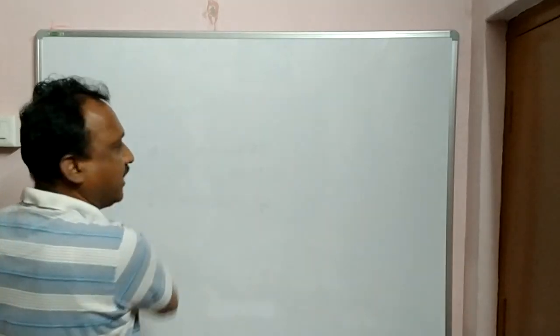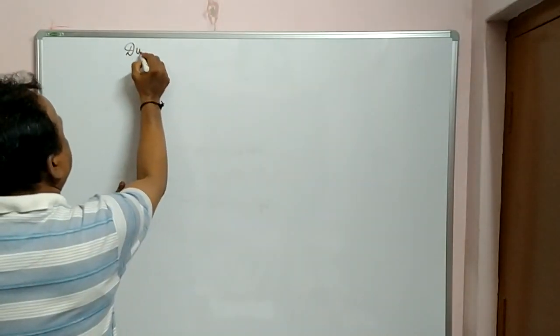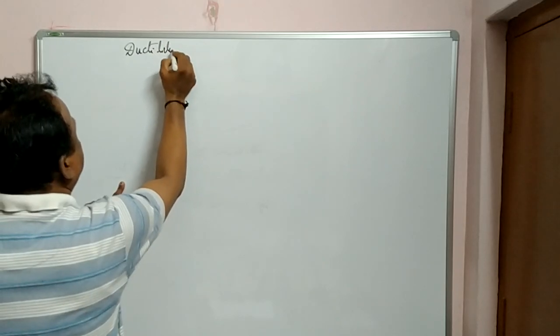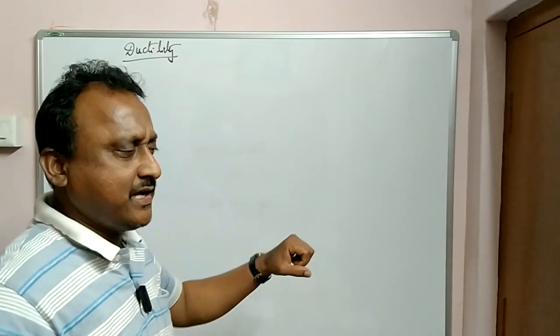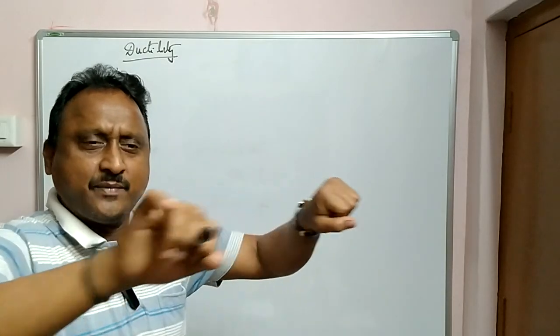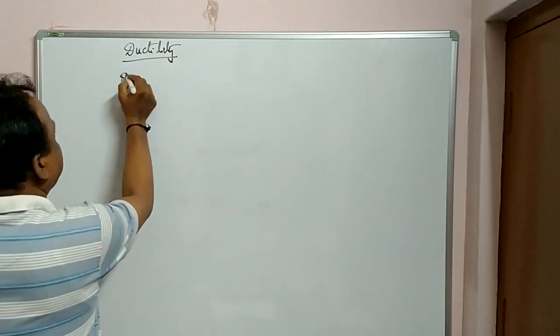So, we have learned so many terms. Ductility. Ductility means the stretching property of a material. With this we can know how much a material can be stretched and where it is breaking. Next, brittleness.